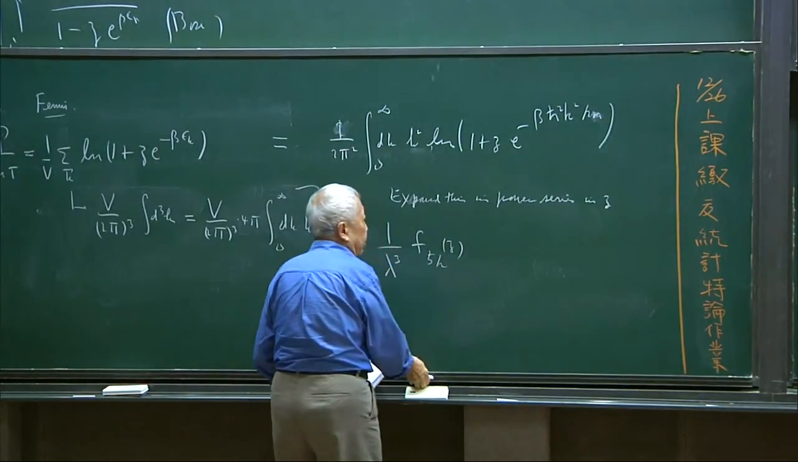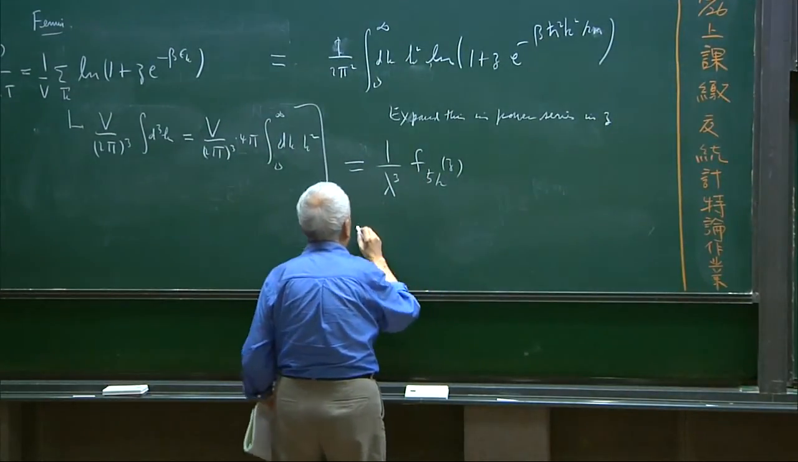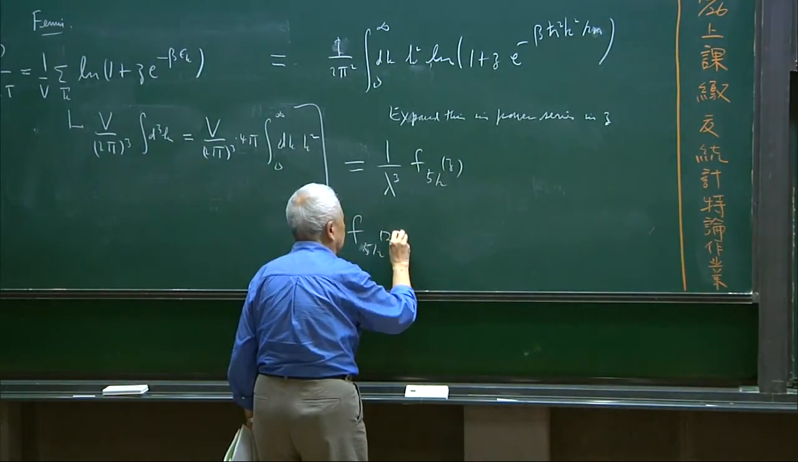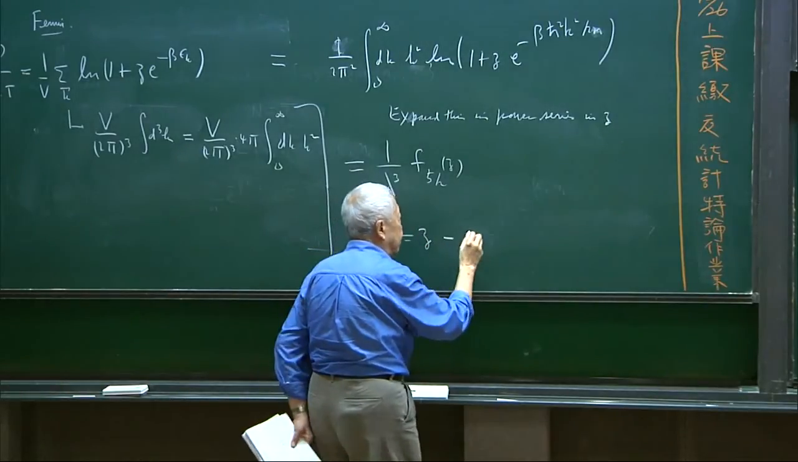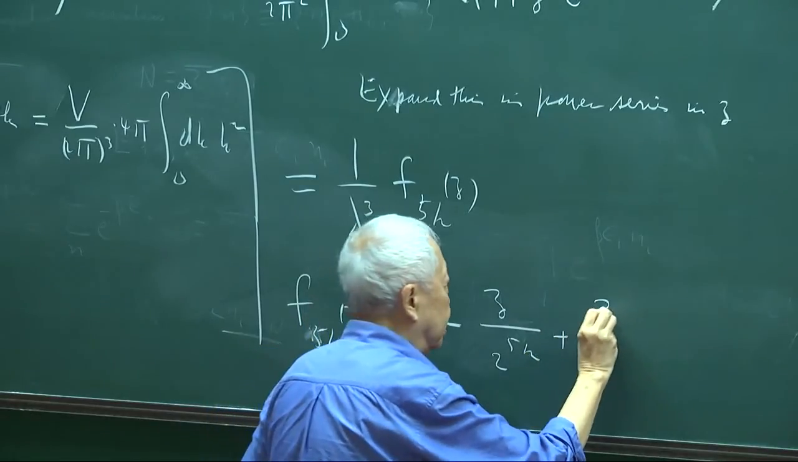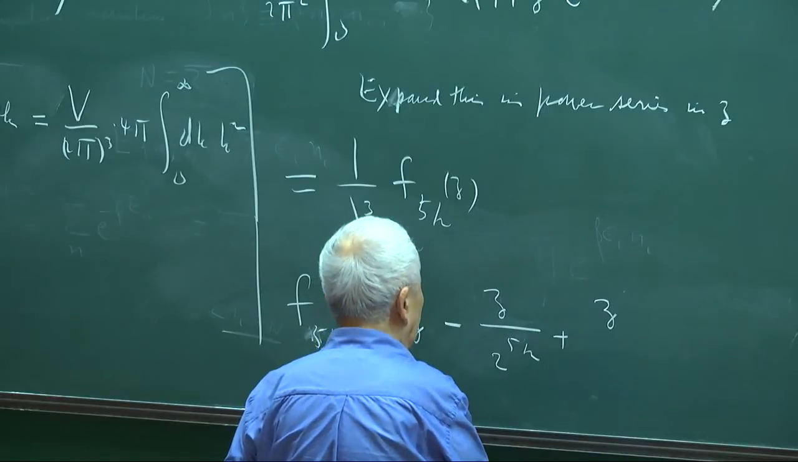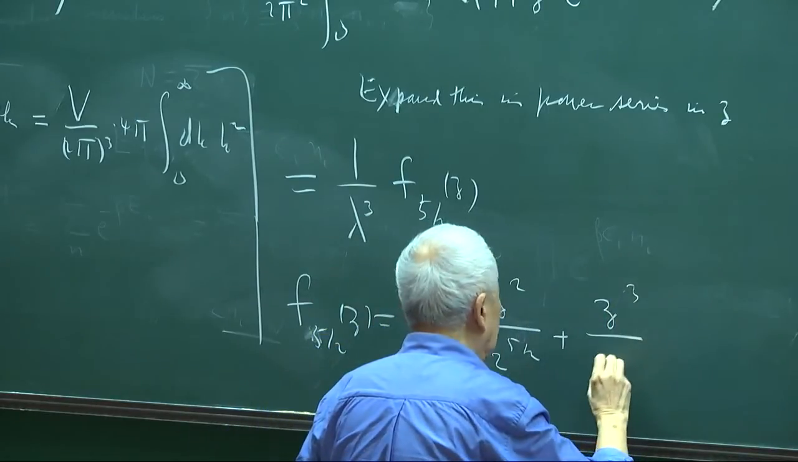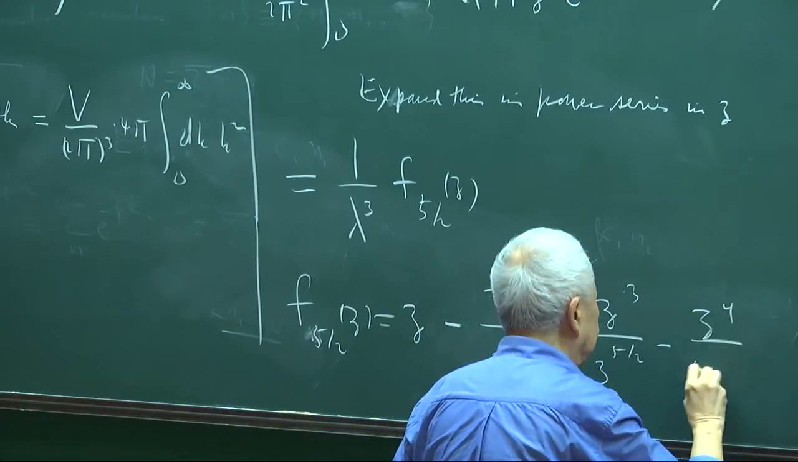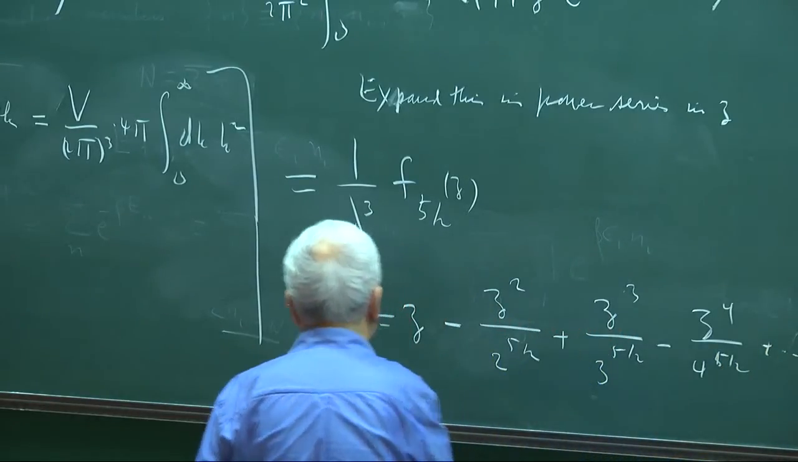The function f 5/2 is obtained from this integral. And f 5/2 of z is equal to z minus z squared divided by 2 to the 5/2, plus z cubed over 3 to the 5/2, minus z to the fourth over 4 to the 5/2, and so forth. And this is called f 5/2.